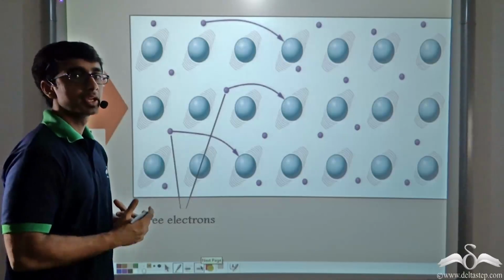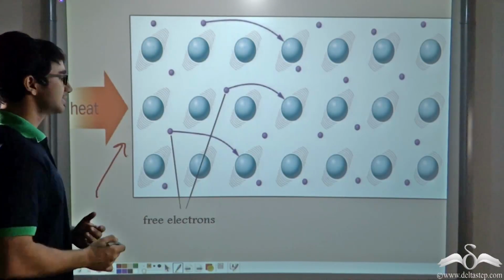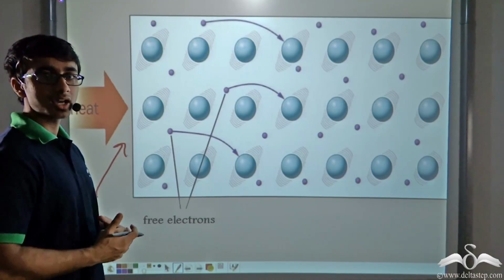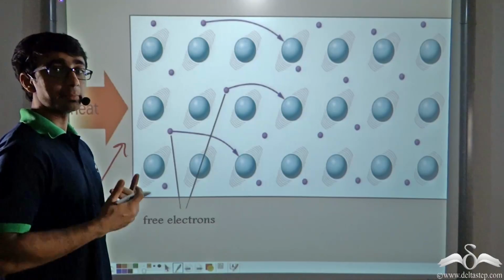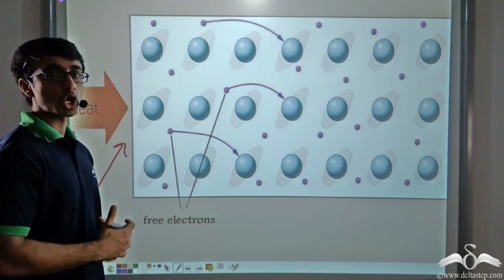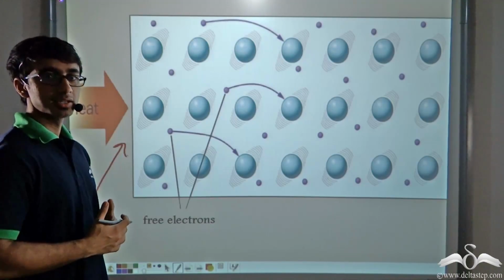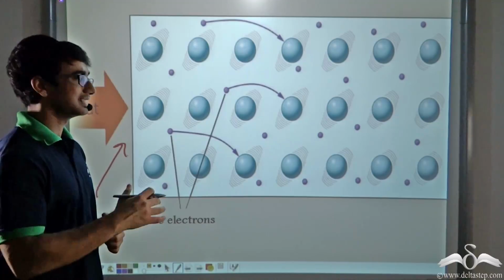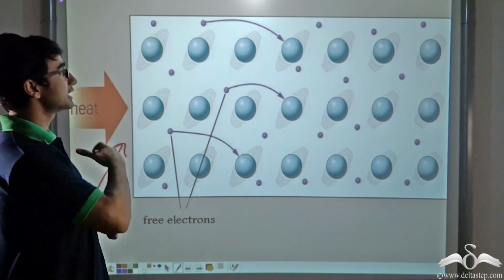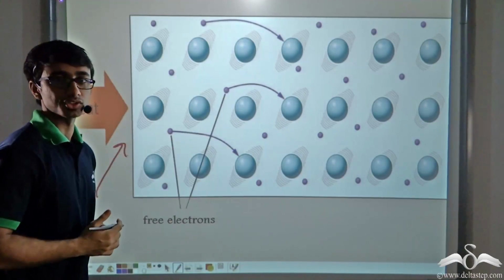What happens when we are supplying heat at one end of the solid? Let's say at the left end, the free electrons in that region are absorbing this heat and their temperature is getting increased. So as a result, they start to jiggle or vibrate more. Due to their increased vibrations, because of the increased temperature, their kinetic energy increases. And as I mentioned, due to their increased vibrations, they collide with the neighboring free electrons.